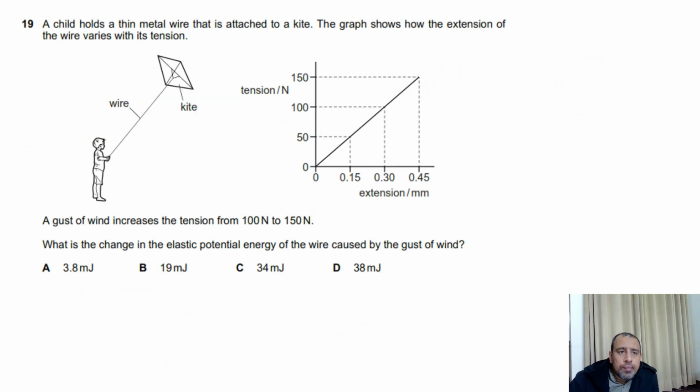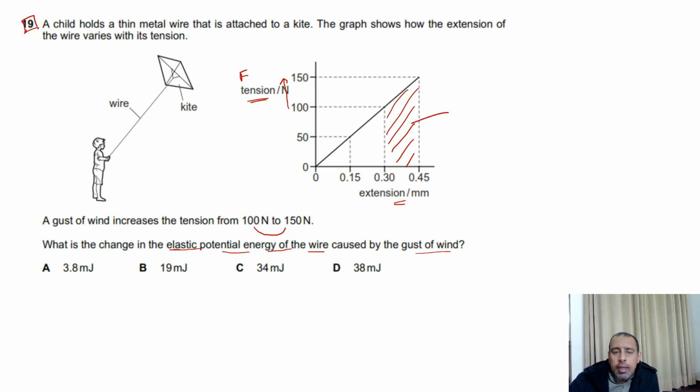Now, in question number 19, you know that there's a tension, means the force, and the extension. A gust of wind increases the tension from 100 to 150. So you have to get the change in the elastic potential energy. And the knowledge behind this question is that the area of the force extension graph gives the energy. So this is the force extension graph, tension is force, and the force increases from 100 to 150. That's why this area is required.